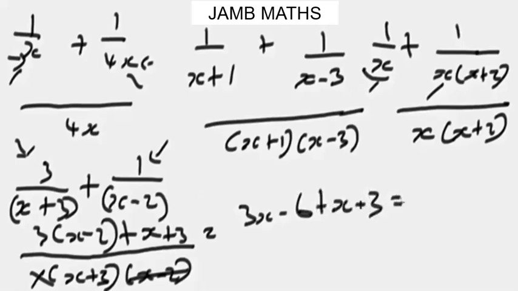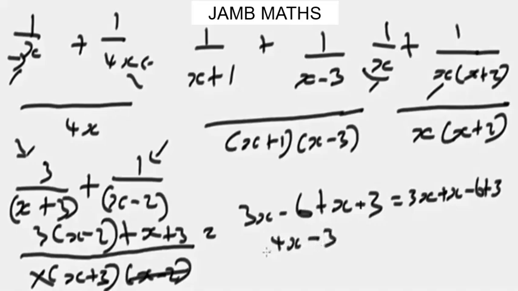Now when you collect like terms, you're going to have 3x plus x, minus 6 plus 3. All right, now we're going to have the output to be 3x plus x, that's 4x. Okay, minus 6 plus 3 will give us minus 3.